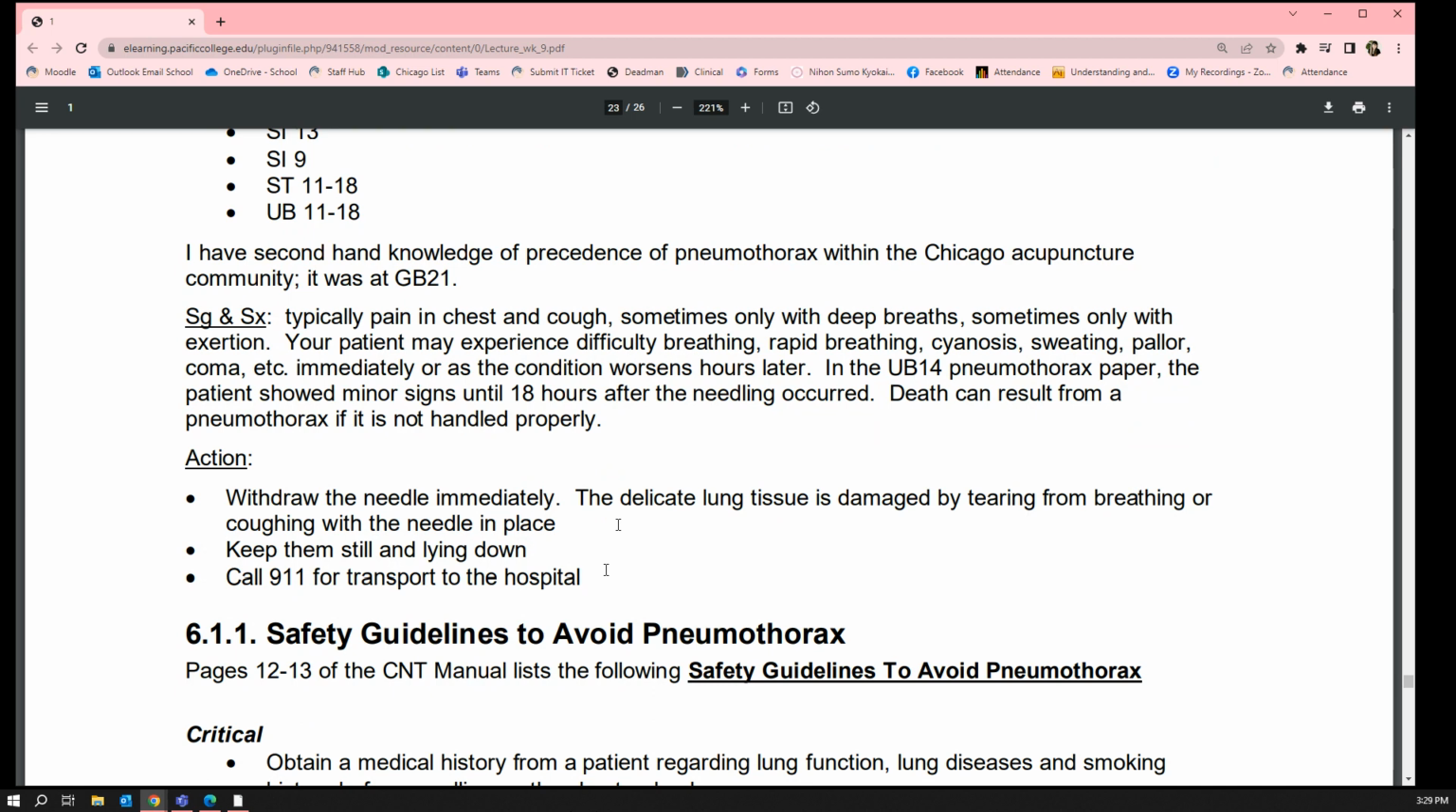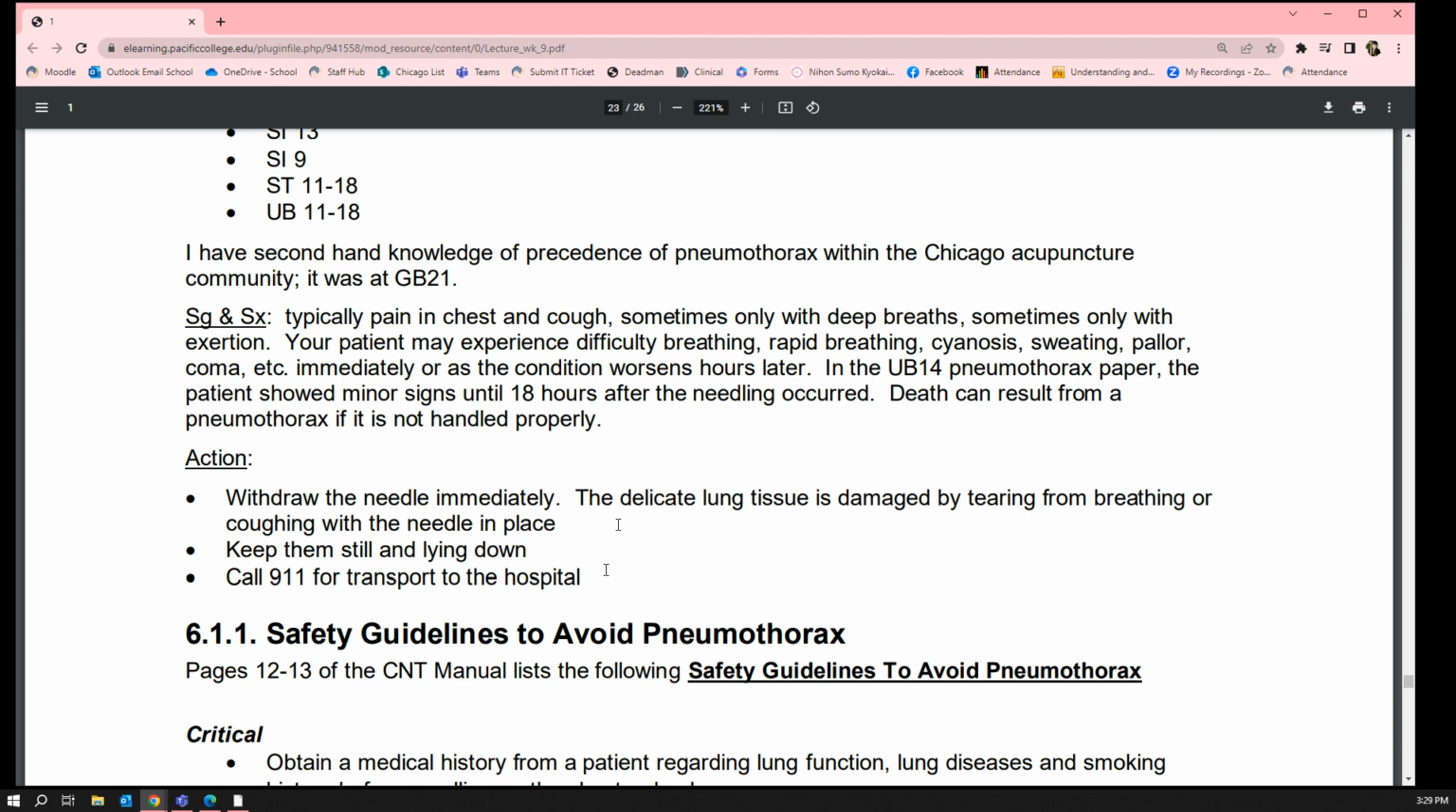There was an instance, the notes talk about somebody only showing minor signs until 18 hours after the needling occurred. So some mild coughing is all this person exhibited. I'm not going to suspect, especially in the winter months, right? I'm not going to suspect somebody having a pneumothorax if they just have a little bit of a cough when they're leaving my treatment room. But remember, death can result from a pneumothorax if it is not handled properly. If it is, people can absolutely walk away, no harm, no foul after a pneumothorax if it is treated.